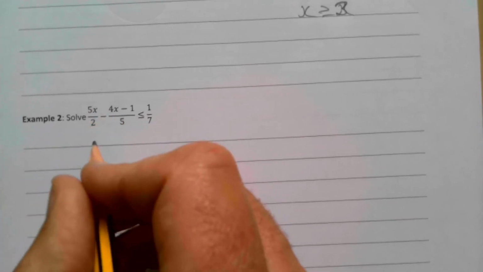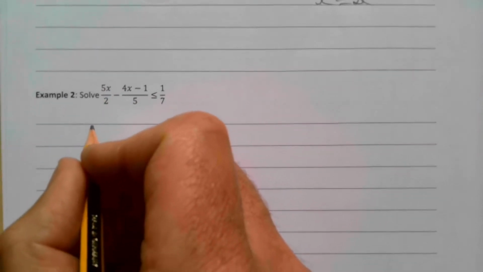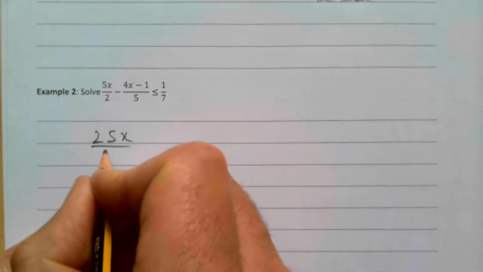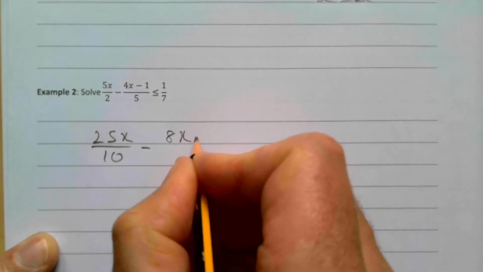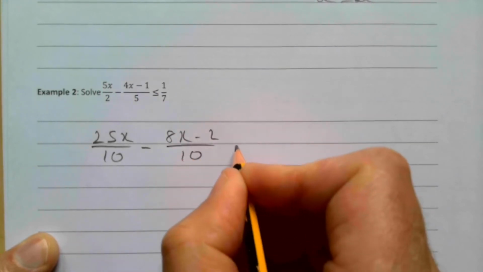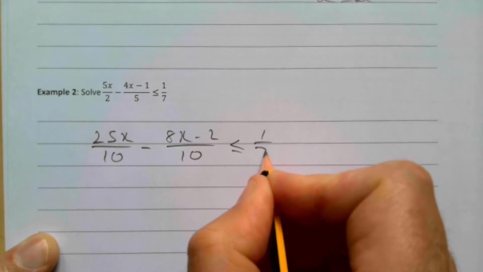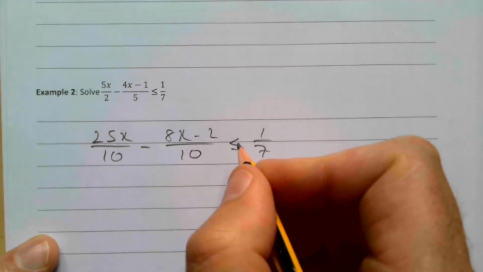Times top and bottom of this by 5 would give me 25x over 10, times top and bottom of this by 2. Take away 8x minus 2 all over 10 is less than or equal to a seventh.